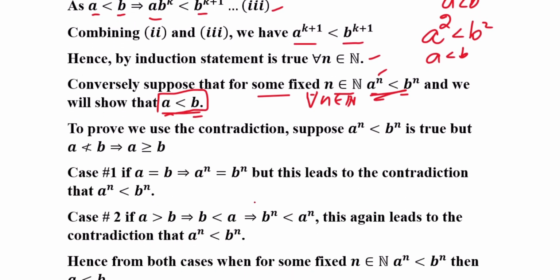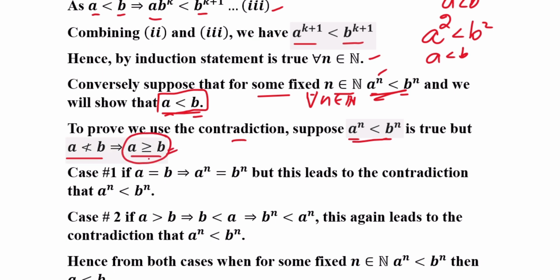To prove this, we use contradiction. We suppose that A raised to power n is less than B raised to power n. This part is true, but A is not less than B. If A is not less than B, then it means A is greater than or equal to B. So this expression has two cases.